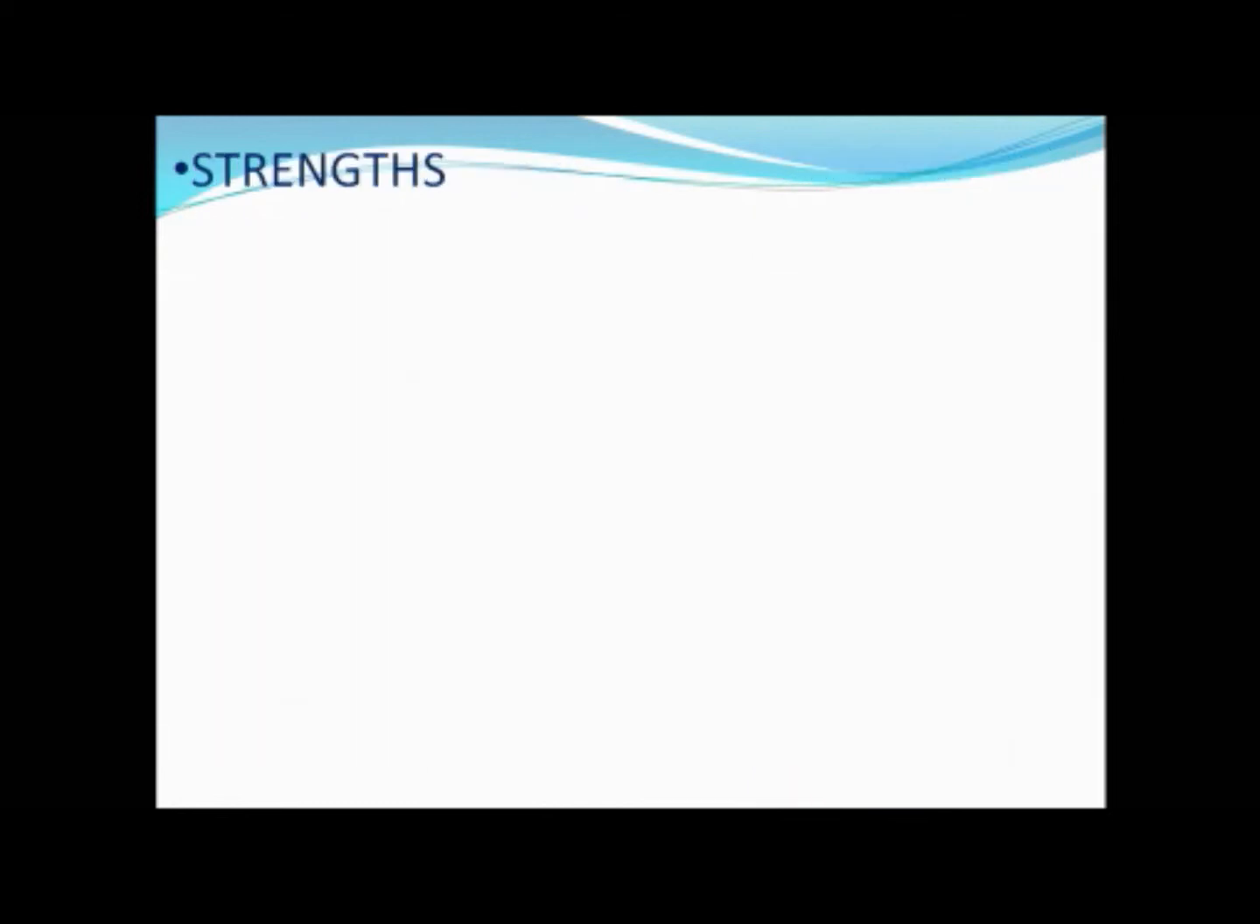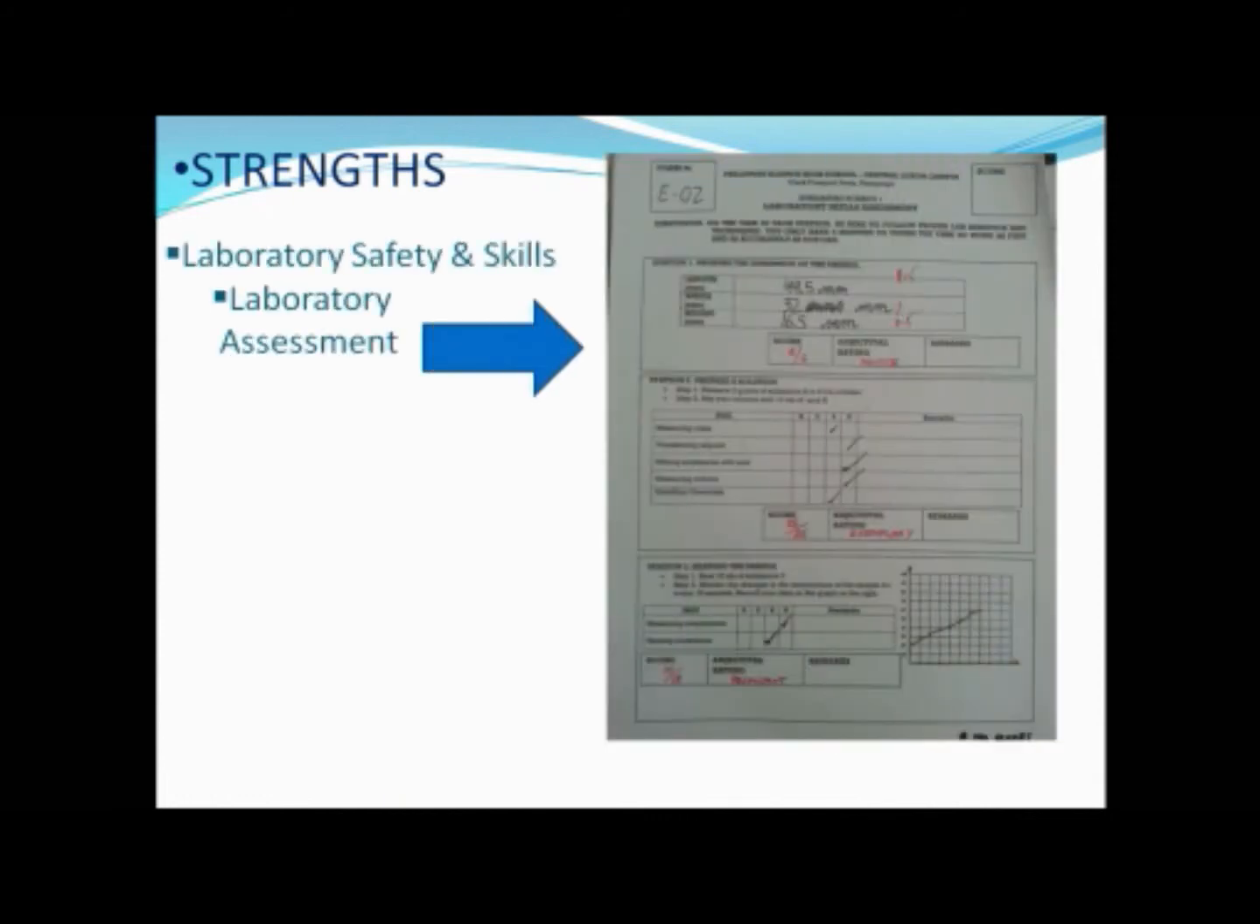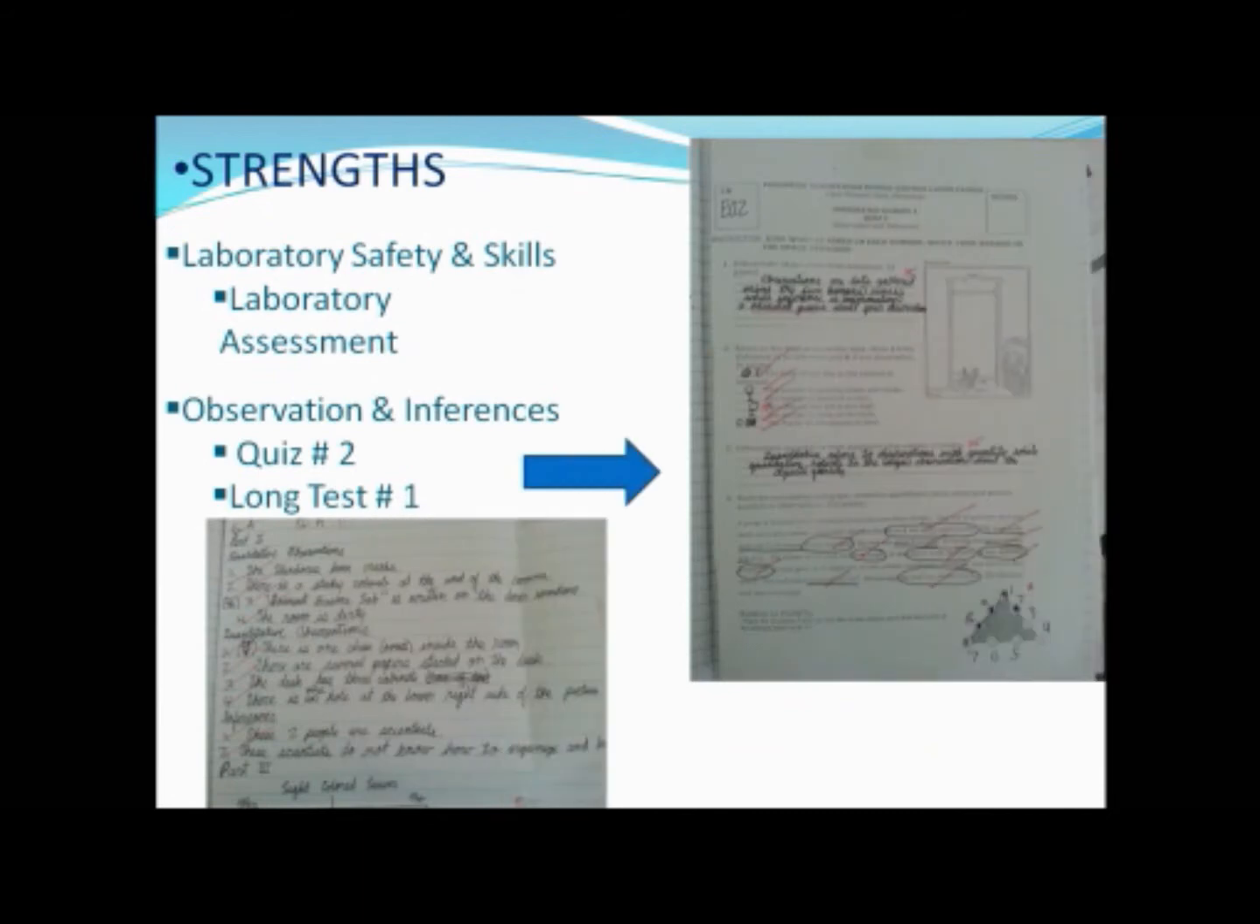Next, I will discuss my strengths with their corresponding artifacts. I have a strength in laboratory skills as seen in my laboratory assessment. Even though I don't have a perfect score, it is one of the things I am good at. I also have strength in observation and inferences as seen here. I got a high score in the quiz and a perfect score in the part of the long test.